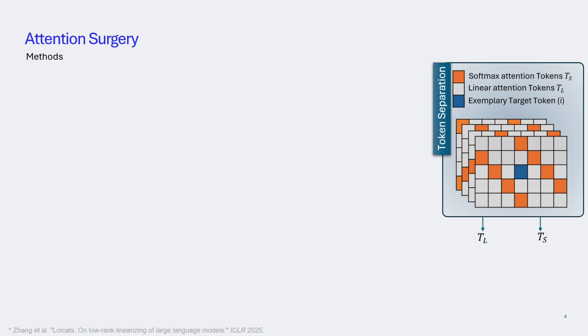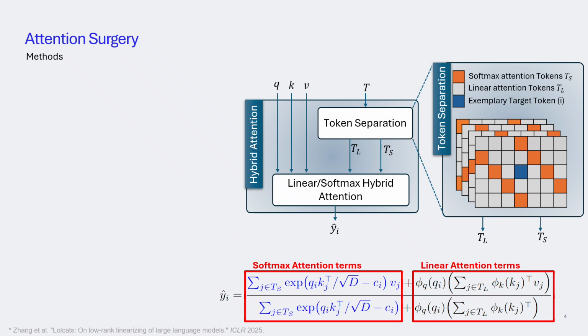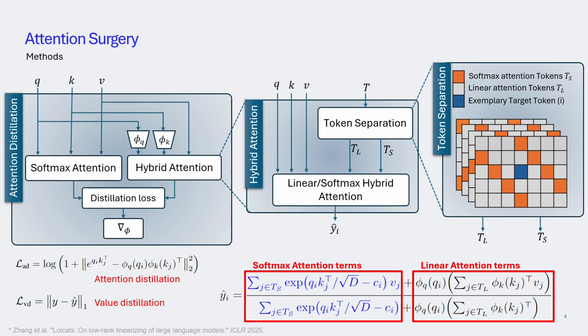For a given query token i, we separate the source attention tokens into a smaller uniformly subsampled set to which we attend with a more accurate but costly softmax attention, and the rest, the majority, that we attend to with a more scalable linear attention. Once we have the token separation mechanism specified, we define a hybrid attention comprised of softmax attention terms and linear attention terms. With the hybrid attention defined, we introduce our attention distillation process in which we target learning the phi k and phi q feature mappings for each block independently, where the teacher is softmax attention and the student is a hybrid model, either matching their attention affinity matrices or directly matching the attention output values.